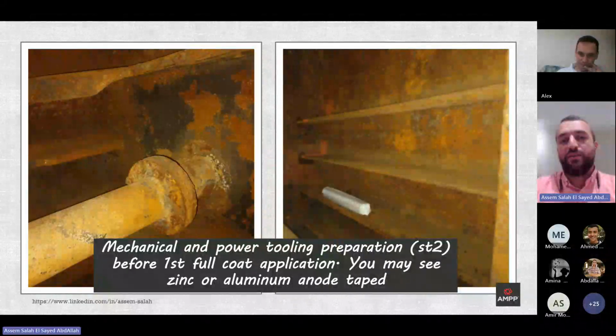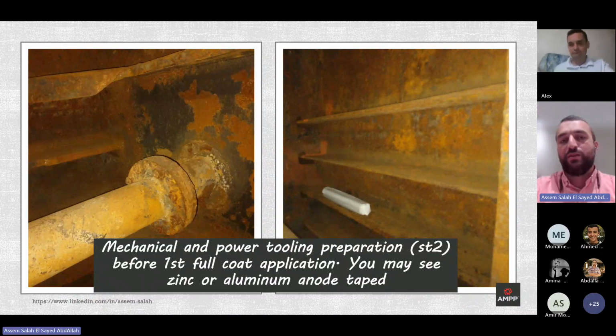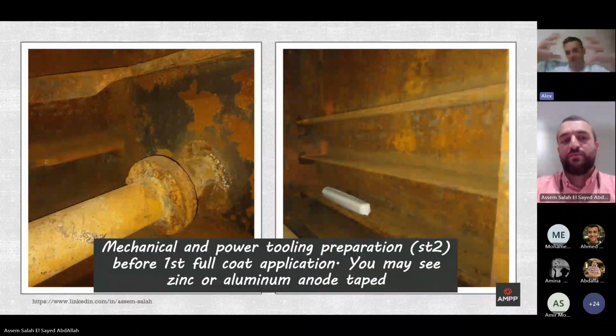Here you may see zinc or aluminum are not taped. I think it's the white part which I have. No, it just showed taped, to protect the red. It's just taped to protect from painting. You shouldn't paint over the surface of aluminum or zinc.